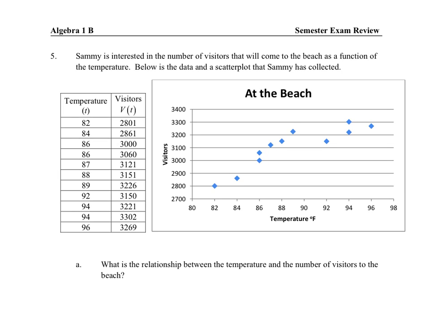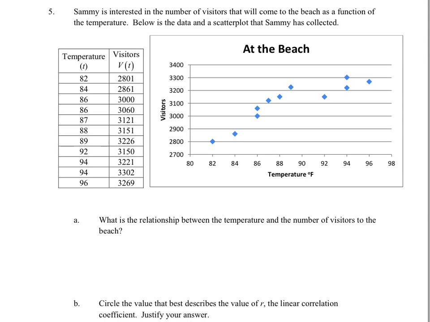Question 5. Sammy is interested in the number of visitors that will come to the beach as a function of the temperature. Below is the data and a scatter plot that Sammy has collected. So we have our data and we have it plotted on this scatter plot. Part A says, what is the relationship between the temperature and the number of visitors to the beach? Well, we can see that as temperature increases, and we always look at x increasing, what's happening to the y's. As the temperature increases, my y's, my visitors, are also increasing.